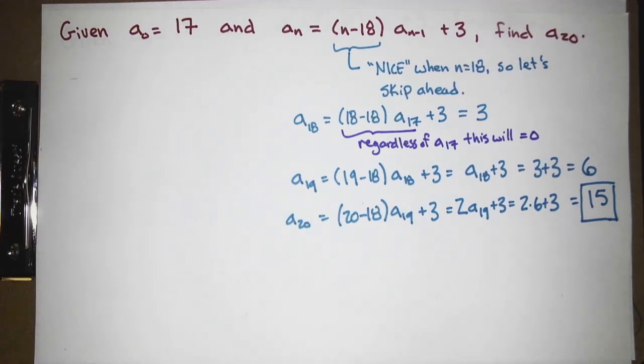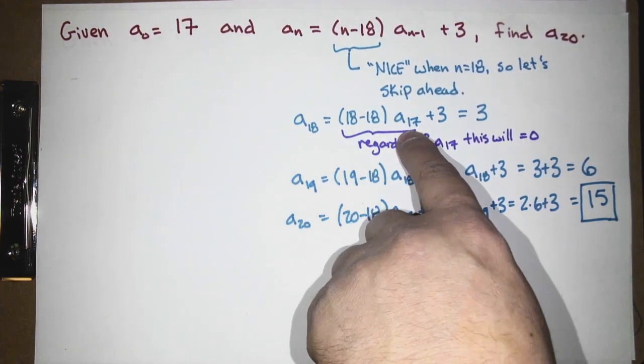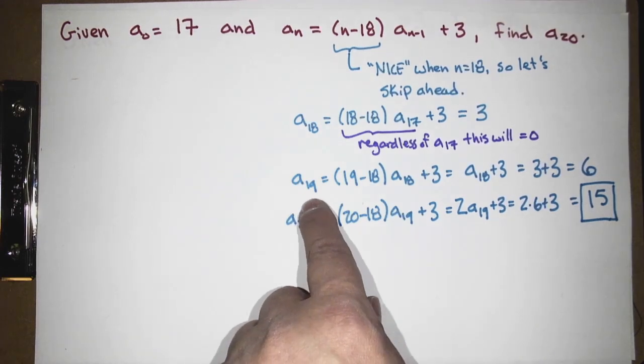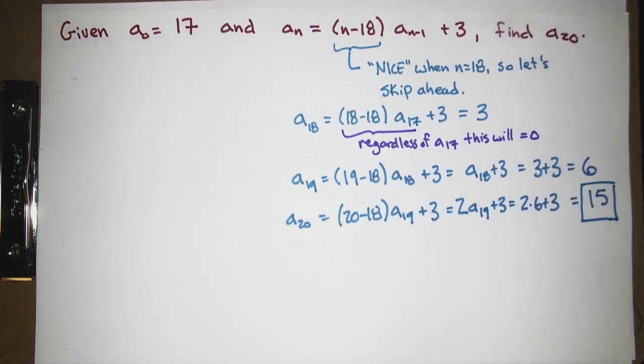And so we won't compute the first few terms. We'll skip ahead to A18. Say, okay, what happens with A18? Plug it in. You get 18 minus 18 times A17 plus 3. And you might say, but you don't know A17. We don't have to know. It's going to be some horrifically big number, but no matter what it is, once you multiply it by 0, it's 0. So we can jump ahead. A18 is 3, and then we just plug in the next 2 terms. A19 becomes 6, and A20 becomes 15.